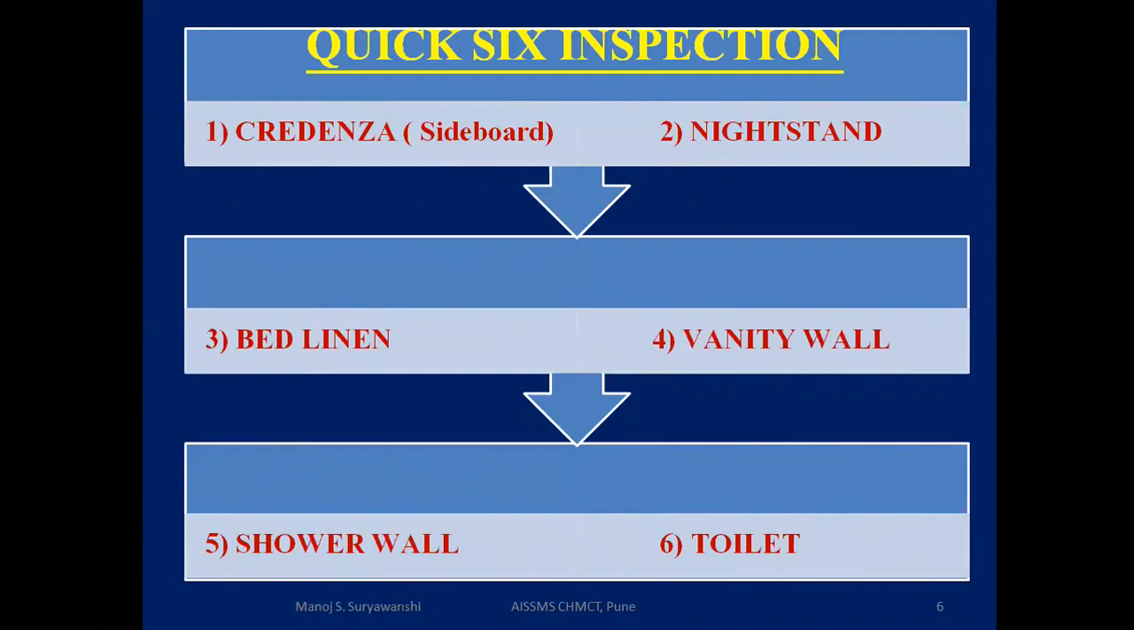Next heading is quick 6 inspection. Again, there are 6 more areas which need to be paid more attention. So the first area is credenza, which is called sideboard. Second, nightstand. Third, bed linen. Fourth, vanity wall. Fifth, shower wall. And sixth is toilet. So these are called quick 6 inspection areas.